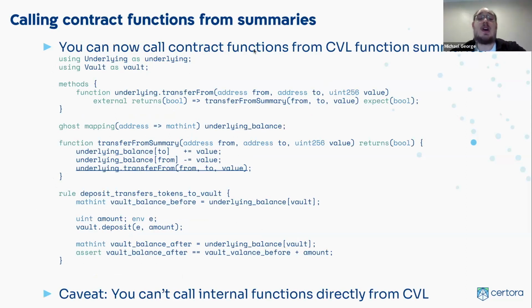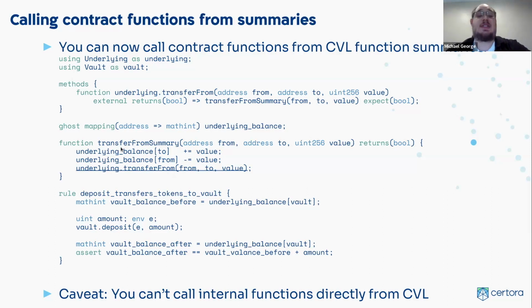So the first feature I want to talk about is really just removing a restriction that we had before. Previously, if you were using a CVL function to summarize a contract method, you weren't allowed to call contract methods from that summary. So here I've got this underline.transferFrom contract method. I'm summarizing it with the transferFrom summary, which is a CVL function defined here. And previously, you weren't able to do what I've done here, which is call a contract method from this summary function. This would have been an error until recently.